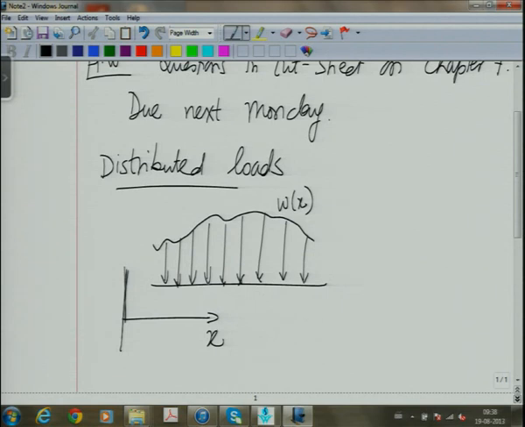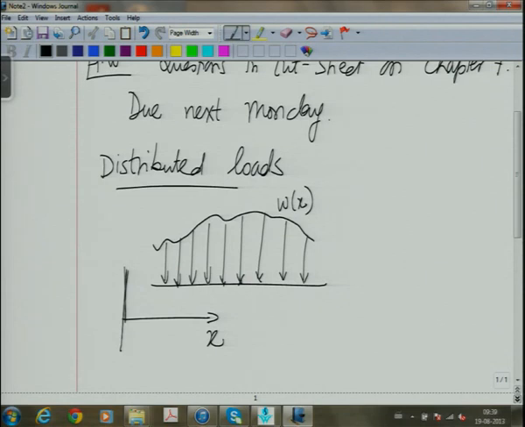Now while deriving this formula, let us keep some things in mind. The W of x, at least as we are deriving, is acting downwards. If it is acting upwards, a minus sign will come. So we are deriving this for the loading W of x acting downwards. So let us work this out.